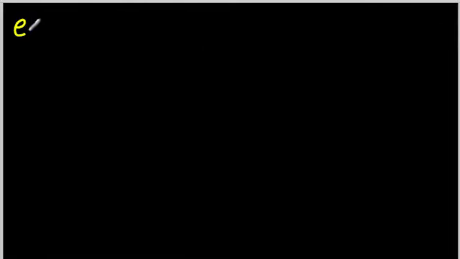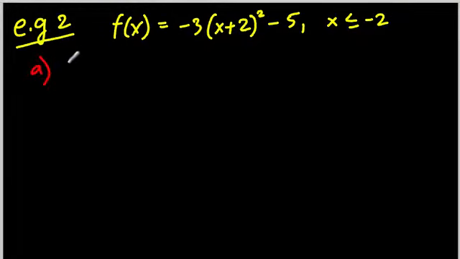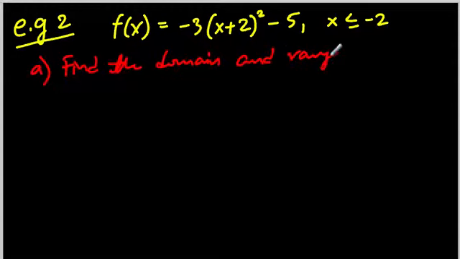This is my second example of finding the inverse of a quadratic function. So let's start with this function. Let's say f of x is equal to negative 3 times (x plus 2) squared minus 5, where x is less than or equal to negative 2. Okay? So let's start with question 1. As always, find the domain and range of f of x.